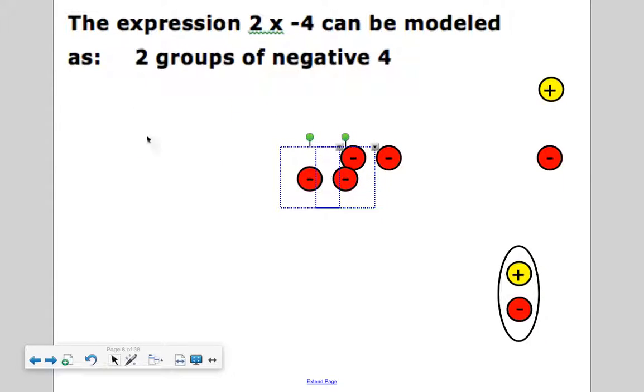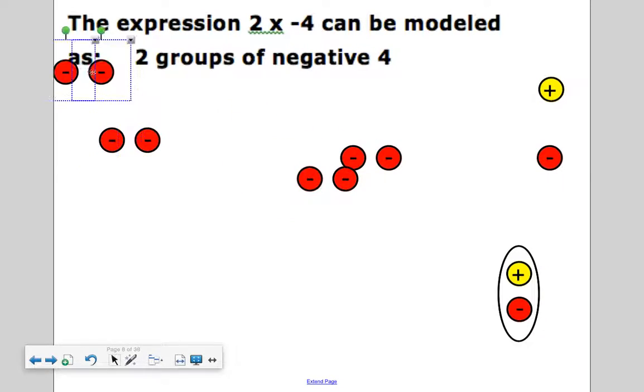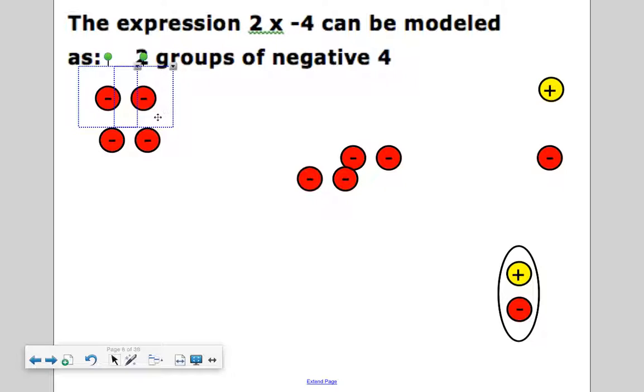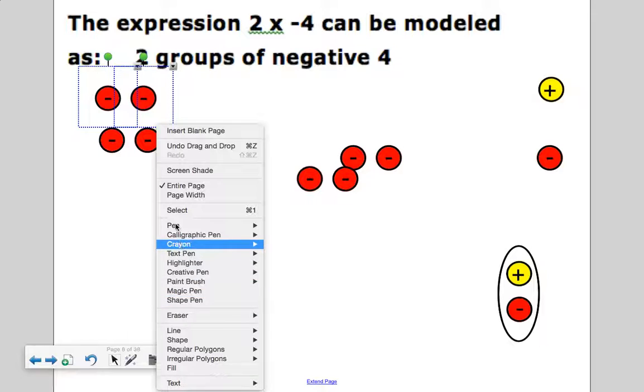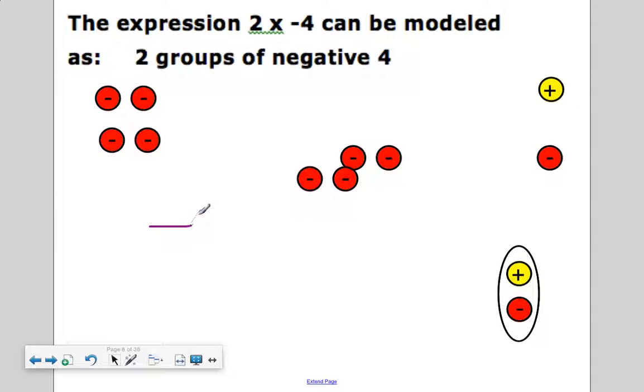This is one group of negative 4. Here is a second group of negative 4. So what is 2 groups of negative 4? That would be negative 8. Count: 2, 4, 6, 8, negative 8. 2 times negative 4 is negative 8.